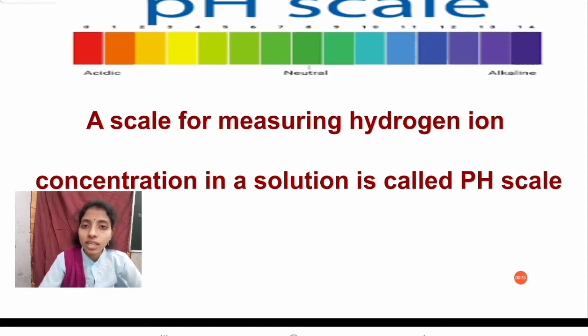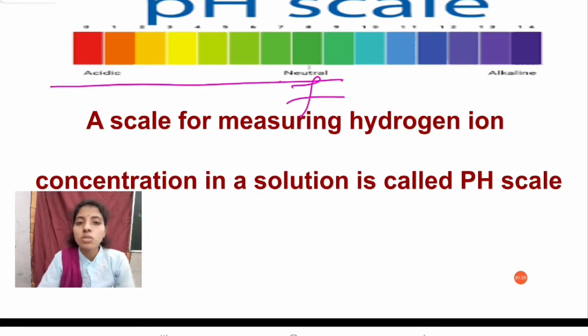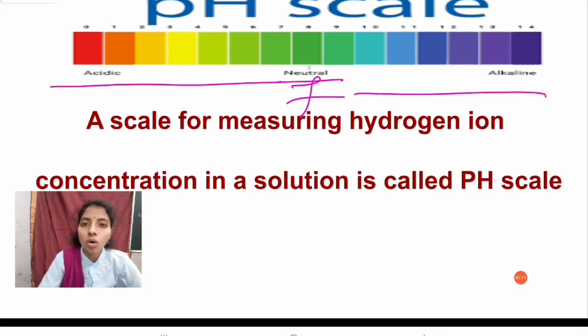So, the 7 indicates neutral, right? The pure water indicates neutral. So, the number is 7. Right, this is neutral. So, below the 7 the values are 0 to 6, right. So, those are acidic and above the 7 the values are basic, or we can say alkaline. So, here by using these pH values of solutions we are now finding the values for different solutions by using the pH paper.